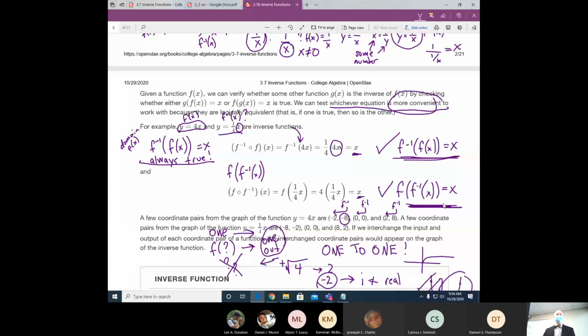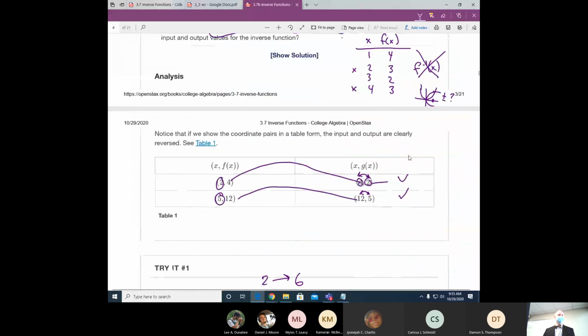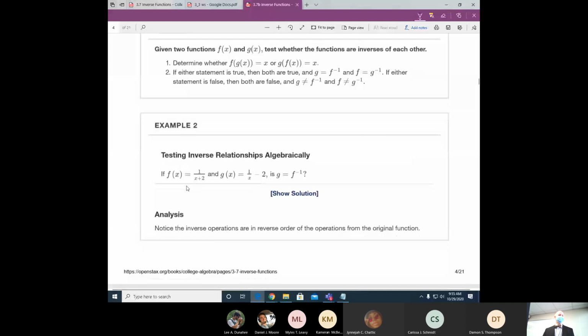And what I like to do is do it both ways, just to give me mathematical practice. So let's go down here and confirm whether these two functions are inverses. Let's do both possibilities here. So f of x is 1 over x plus 2. G of x is 1 over x minus 2. Well, let's put that in parentheses. Let's feed that into this x and see what I get.